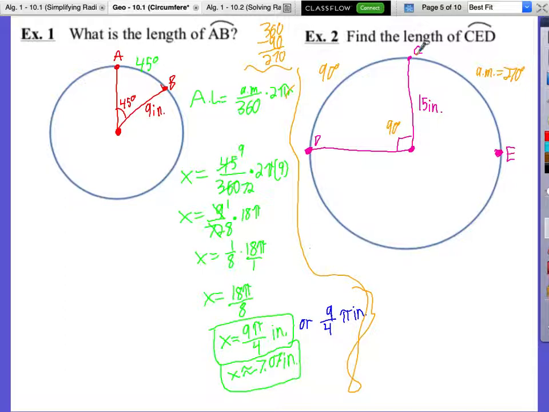So now we fill in our formula again. We say AL, what do we want to call AL this time? Cool. AL is equal to our arc measure, which is what? Divided by 360 times 2 pi times 15, whatever our R is. So that's our setup there.